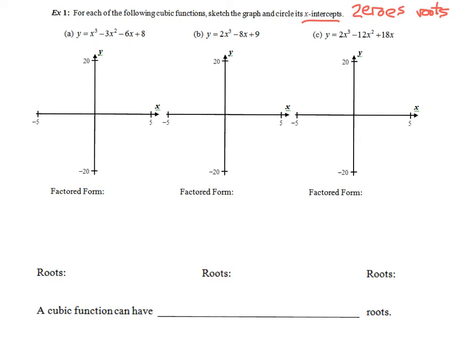So I need you to go get your graphing calculator and enter the equation for a into your calculator and make your window match the window that is on this piece of graph paper. So go from -5 to 5 on the x-axis and -20 to 20 on the y-axis. When you come back, we're going to graph this function.